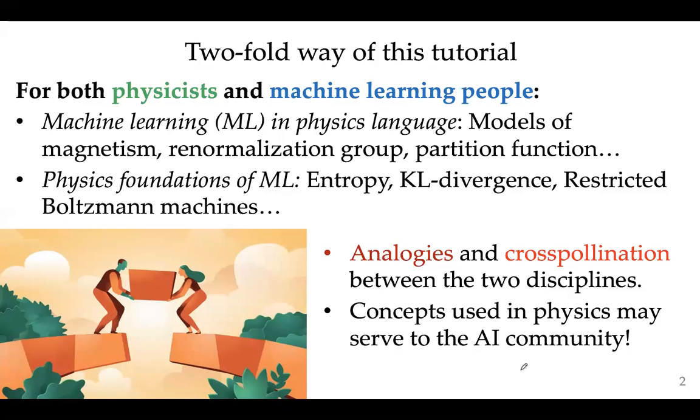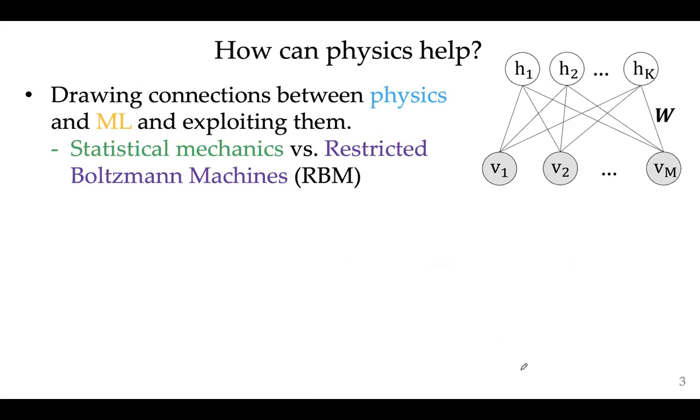Analogies and cross-pollination between the two disciplines, I think, will be useful in the future. Concepts used in physics may serve the AI community to develop better AI models or architectures, and also efficient training methods. So how can physics help? I think it's important to draw connections between physics and machine learning and exploit them.